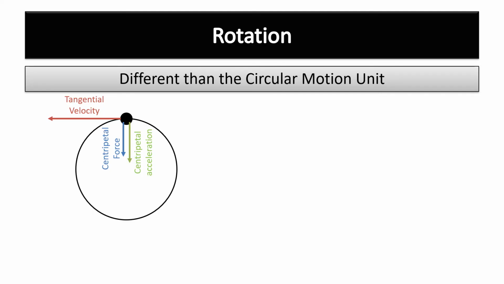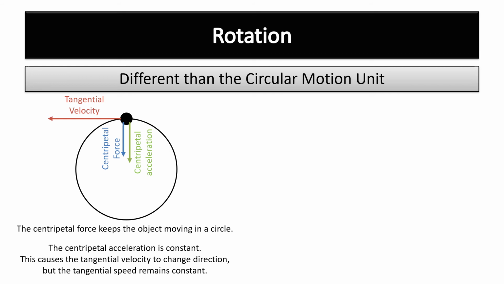So you might be thinking to yourself, rotation, didn't we already do that in Unit 7 when we talked about circular motion? Kind of. We did talk about uniform circular motion, where we had a centripetal force that keeps an object moving in a circle. That centripetal force was constant, which means the centripetal acceleration was constant. You have a change in your velocity, your tangential velocity is changing, but only the direction of that velocity is changing. The tangential speed remained constant.